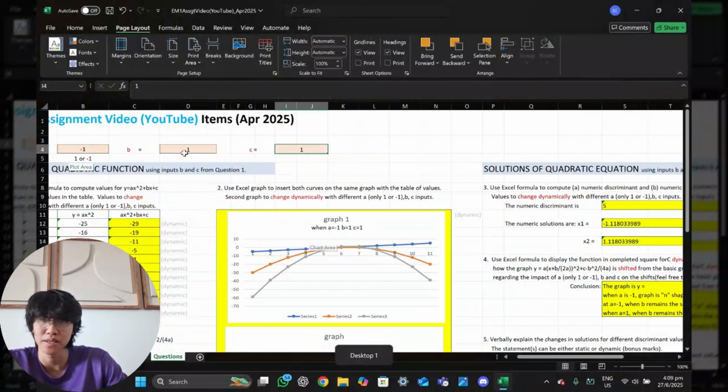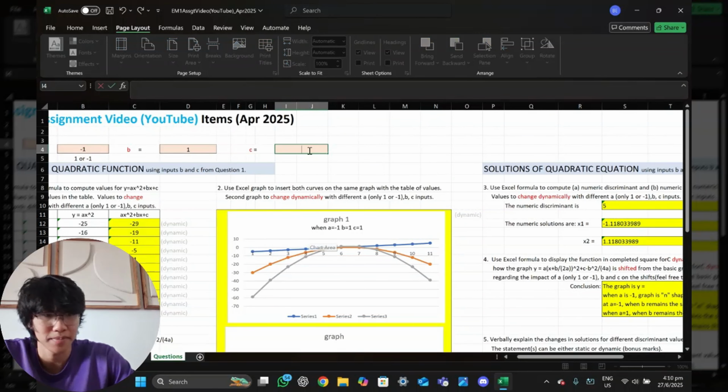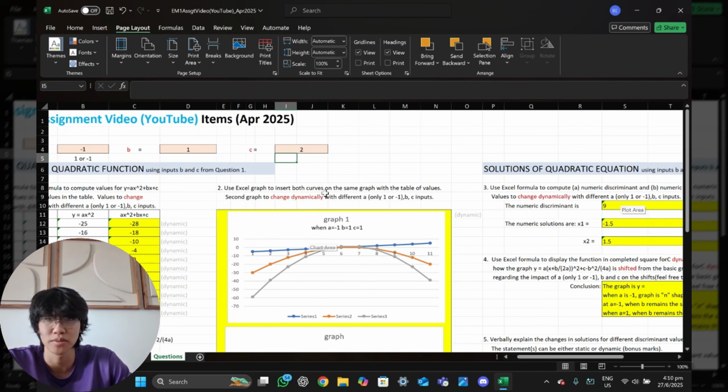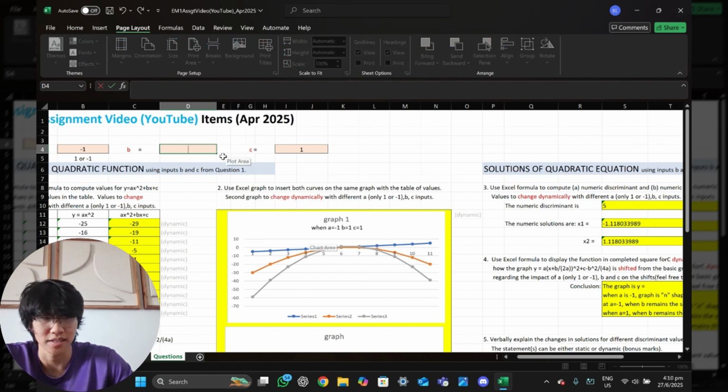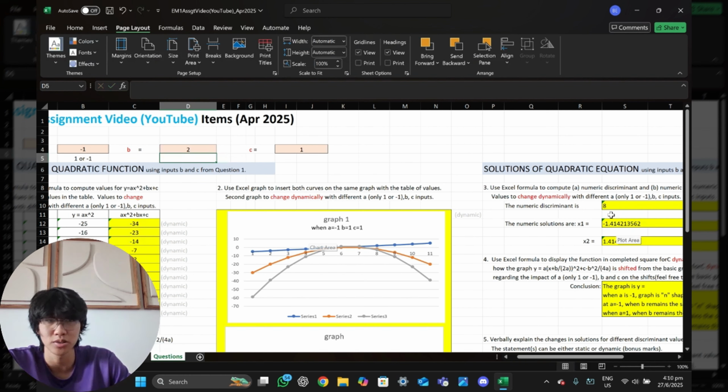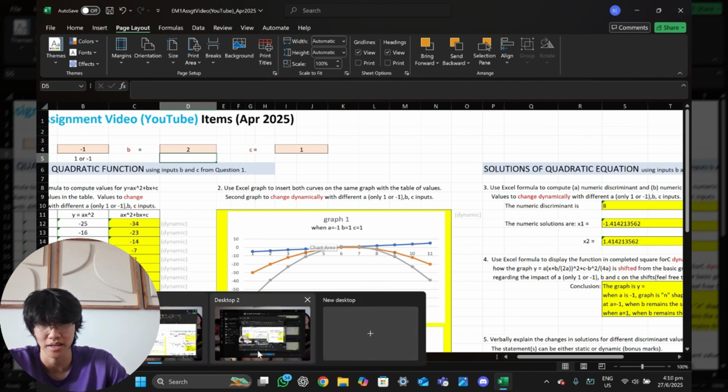Now a equals to -1, b equals to 1, and c equals to 1, and this is the discriminant. So let's increase c without changing b. We can see that the discriminant increases, and when we change b without changing c, we can see that the discriminant also increases. This is how b and c affect the discriminant when a equals to -1.